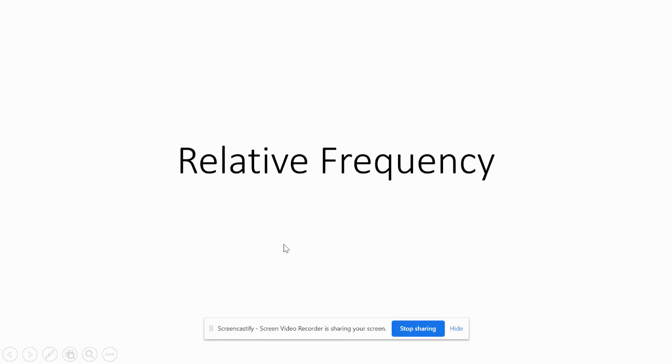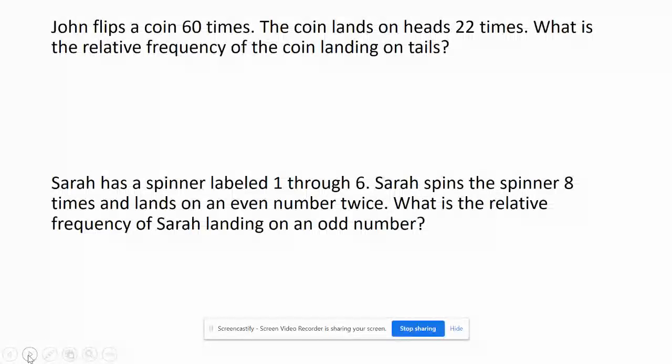All right, today we are going to talk about relative frequency. And relative frequency is really just the probability of something happening times the total number of events that it happens in, right? So, looking at this first example, we have John flipping a coin. He's flipping a coin 60 times. We have the total number of events. All we need is the probability now.